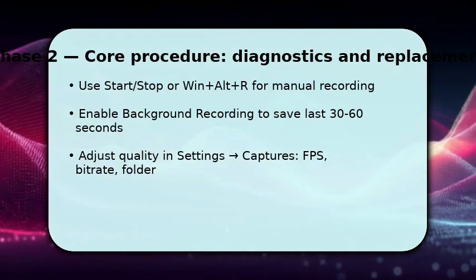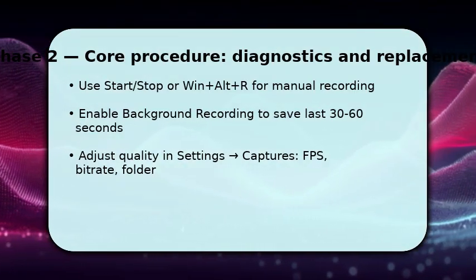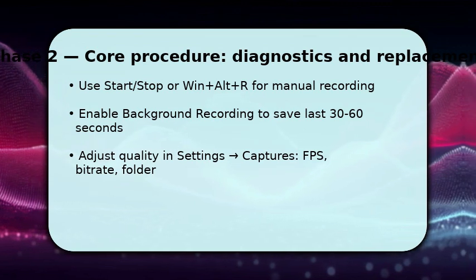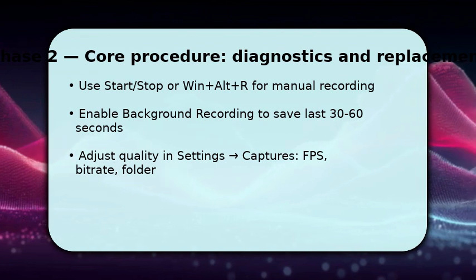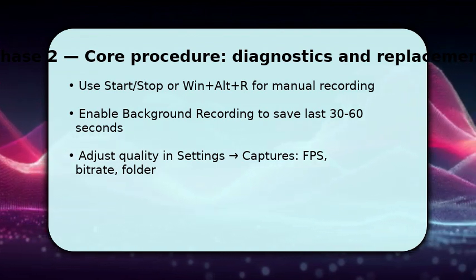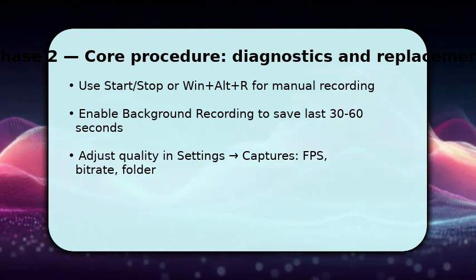You now record and configure. Press the Capture Widget's Record button or use Win+Alt+R to start and stop manually. This gives you control for clips you want. If you prefer automatic highlights, enable background recording and set the length. 30 to 60 seconds is typical, so Game Bar saves recent gameplay.